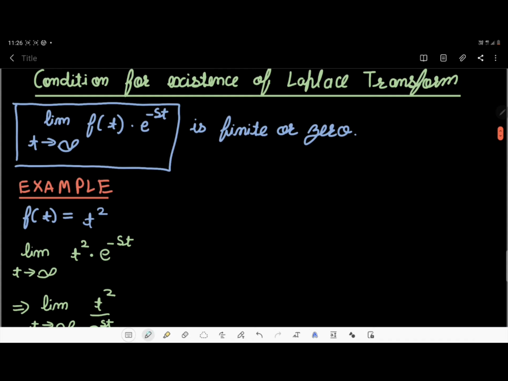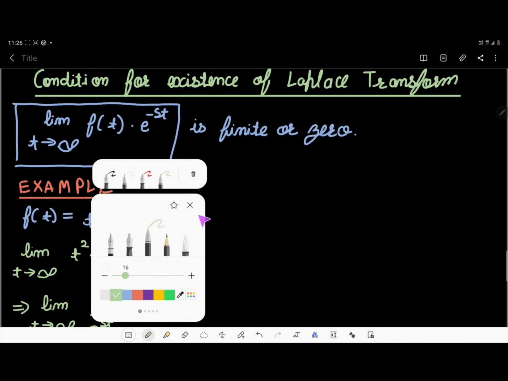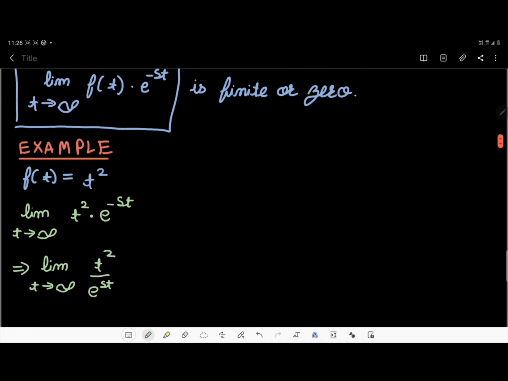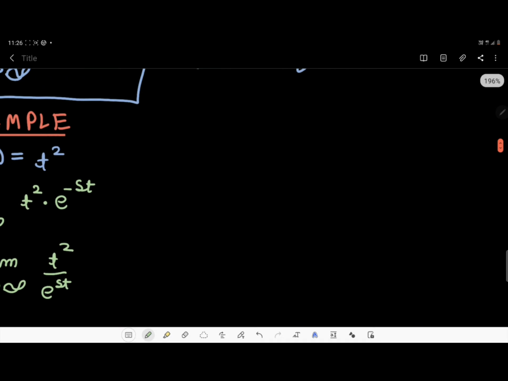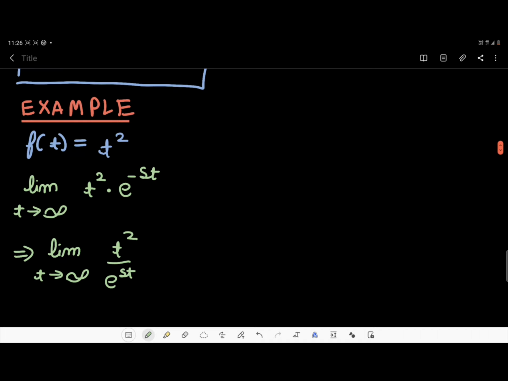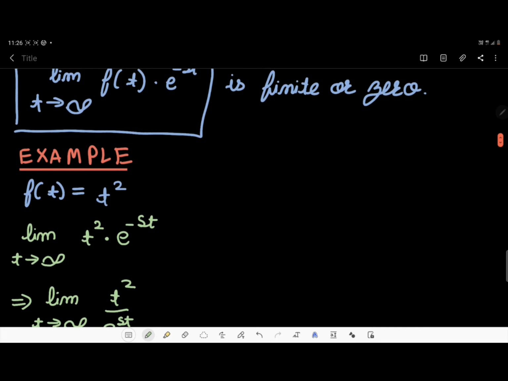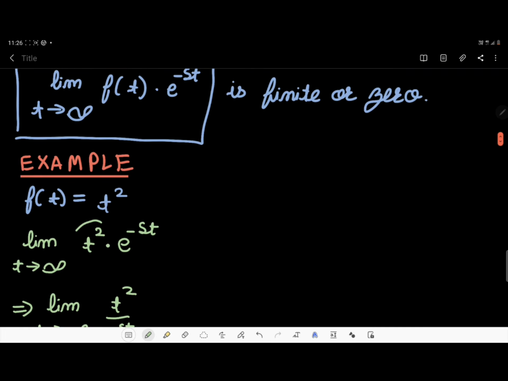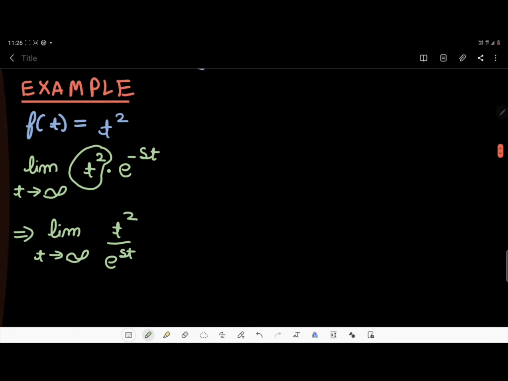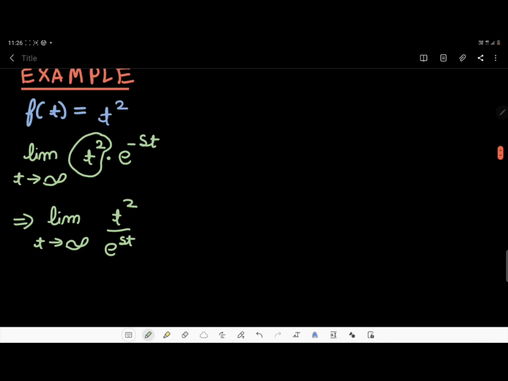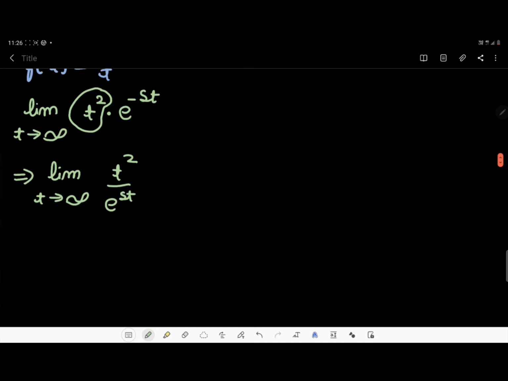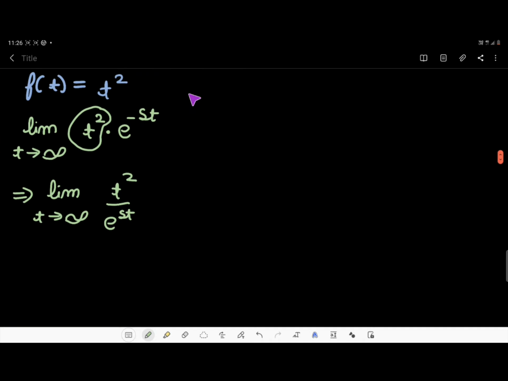Okay, now this is an example. Wait, let me take out the pen. Yes. So in this example, the function given is t square. Now f(t) into e raised to power minus st. What is f(t)? t square, it is given in the question, into e raised to power minus st, and t approaches infinity. So I can write this as t square upon e raised to power st, right? So I'm proceeding from here.